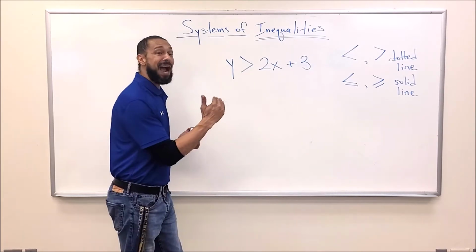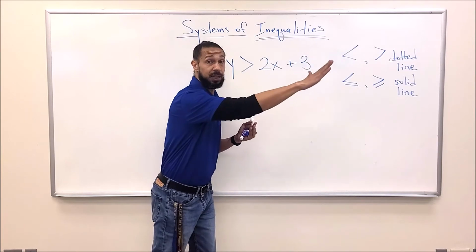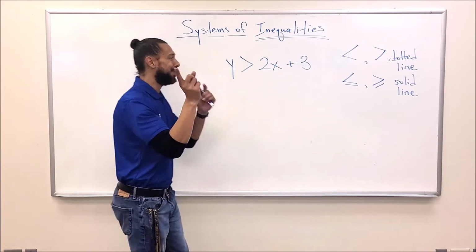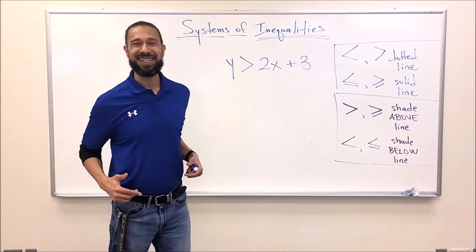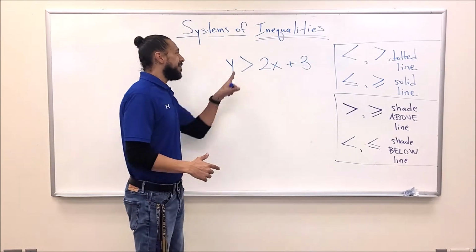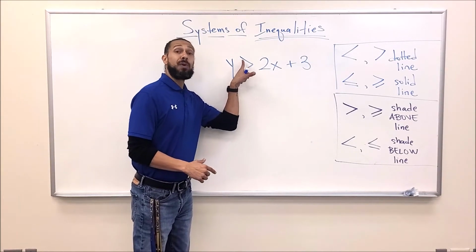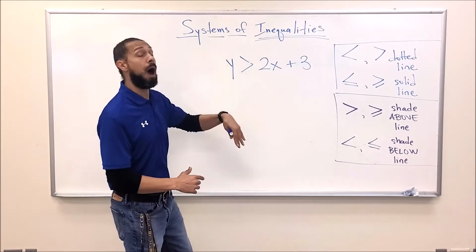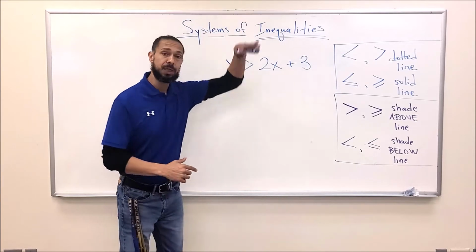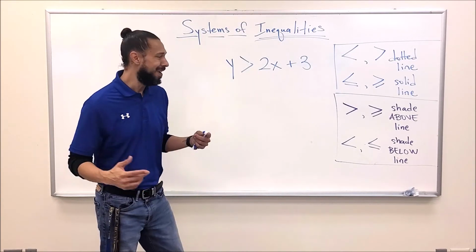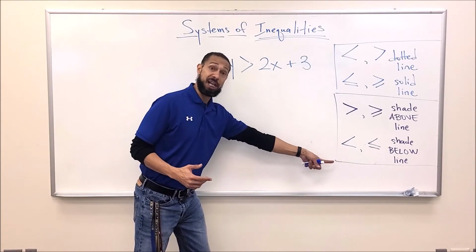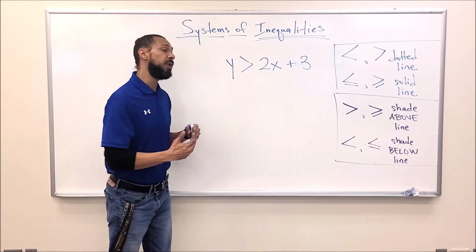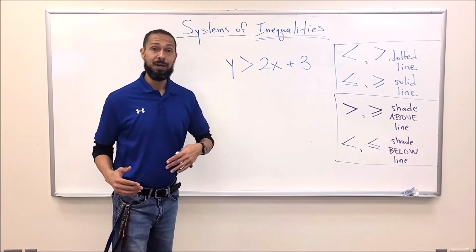Now remember, after we draw the dotted or solid line, then we shade. Remember where to shade? Good. So if this is a greater than sign or greater than or equal to, we're talking about all of the stuff that's greater than, above, bigger than the line that we graph. And if we say less than or equal to, then we want to highlight everything that's below our line. So we would shade everything below our line, right?